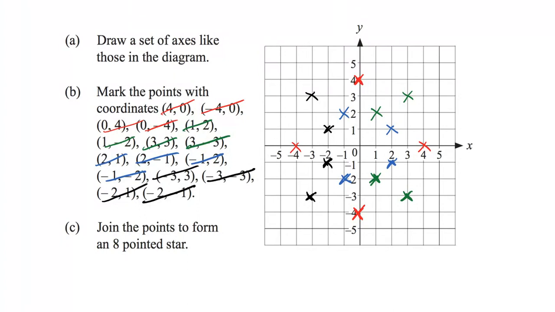Now, the final thing we've got to do, it says join up the points to find an 8-pointed star. I'll do my best, although I don't have a ruler on this device, but we can have a go and see if we can do this. So we're going to join those points up. You, of course, will use a ruler. I'll do the best I can. There we go. Okay, we have our 8-pointed star. So hopefully this video has helped you to understand how to find and how to mark coordinates in all four quadrants.